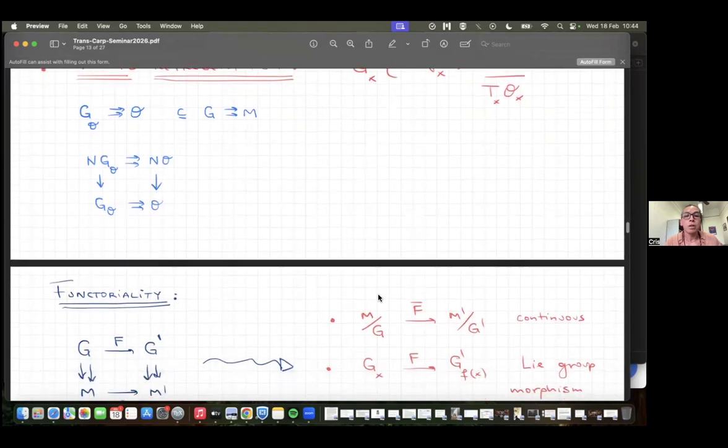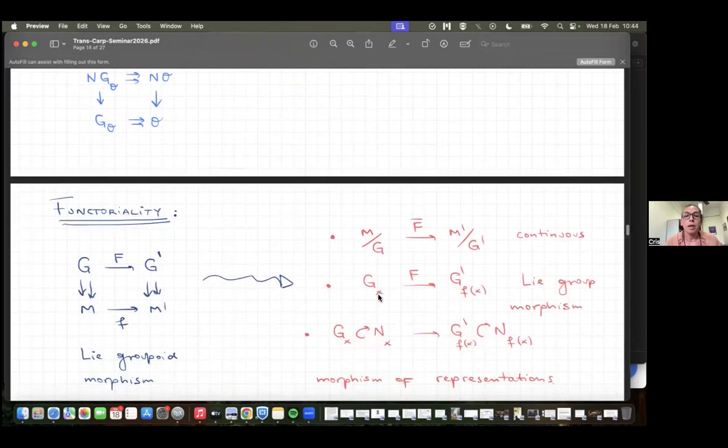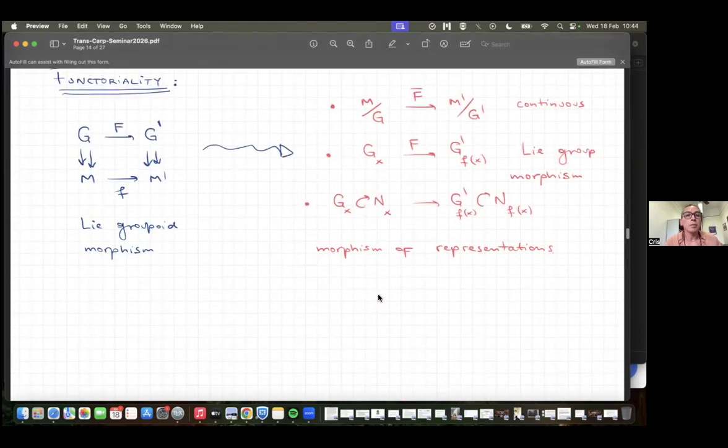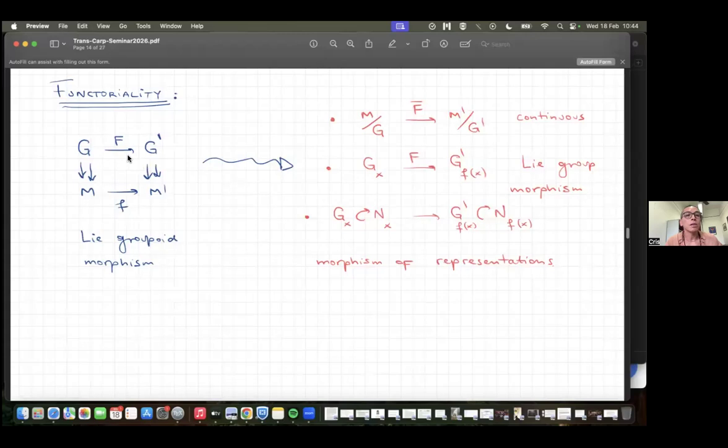This information is functorial in the sense that if one has a groupoid morphism between a groupoid G and G prime, then one has a continuous map between the orbit spaces, which I denote by F bar. One has a Lie group morphism between isotropies. And we also have a morphism of representations between the normal representations.